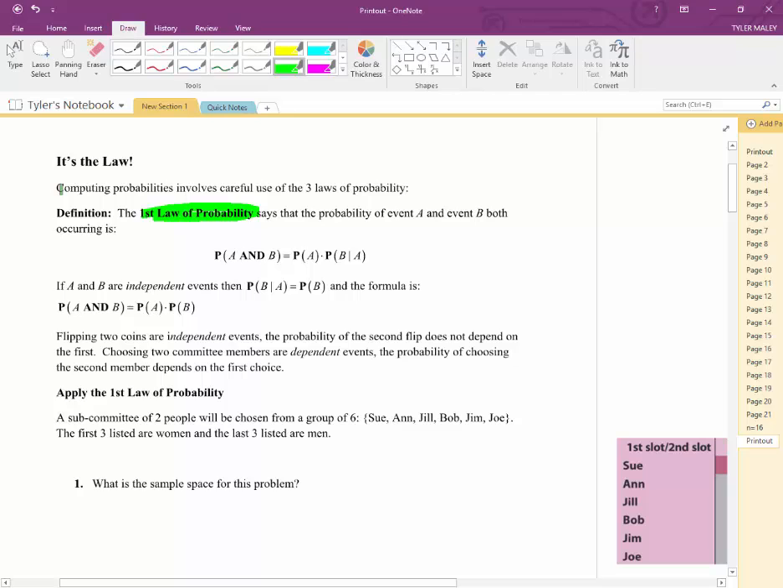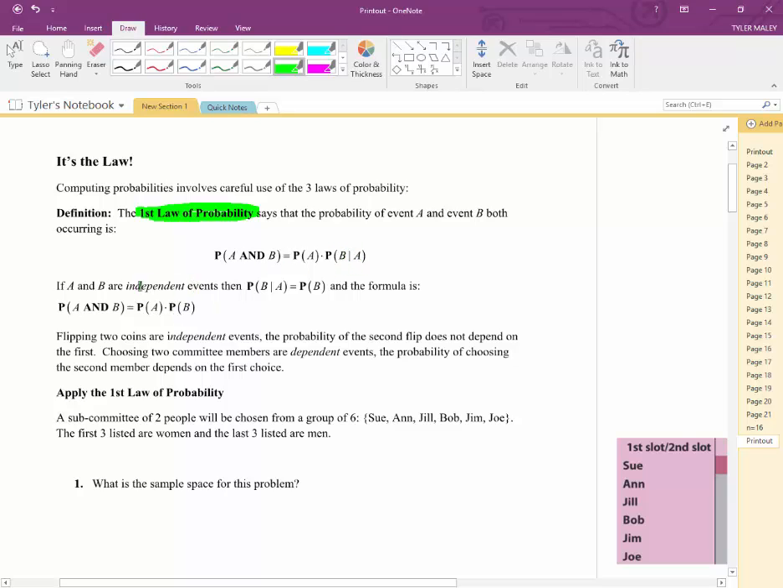So I just want to make a note. Computing probabilities involves careful use of the three laws of probability, right? So here we're given a definition, the first law of probability. The first law of probability says the probability of event A and event B occurring, the probability of A and B, is equal to the probability of A times the probability of B given A, right?